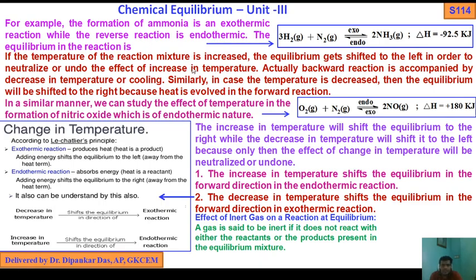The equilibrium in the reaction is this. If the temperature of the reaction mixture is increased, the equilibrium gets shifted to the left in order to neutralize or undo the effect of increase in temperature. Actually, the backward reaction is accompanied by the decrease in temperature or cooling. Similarly, if the temperature is decreased, then the equilibrium will be shifted to the right because heat is evolved in the forward direction.